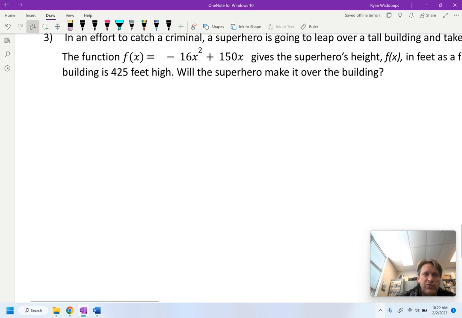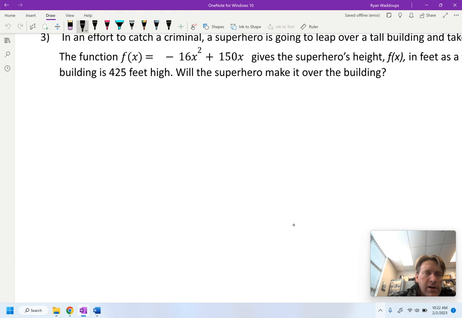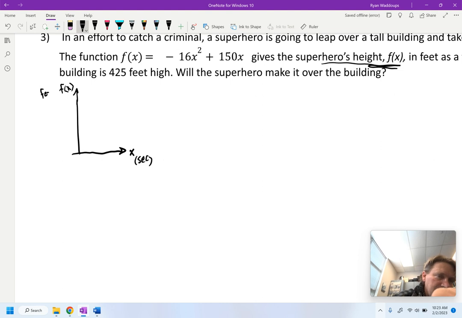Okay, let's make sure that we see what's going on here. Again, I think it's very useful to draw a sketch, even though we weren't specifically asked to do so. This time, instead of h of t, we'll write it as f of x, because f of x is the superhero's height. And x here is the time. Let's put this here. This is in seconds. And this over here, let's put this is in feet.